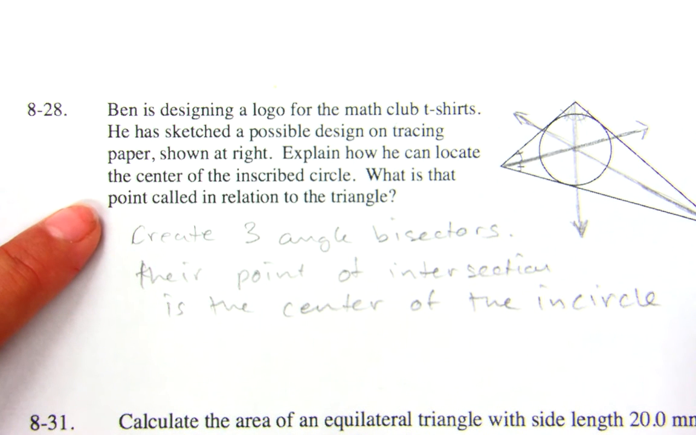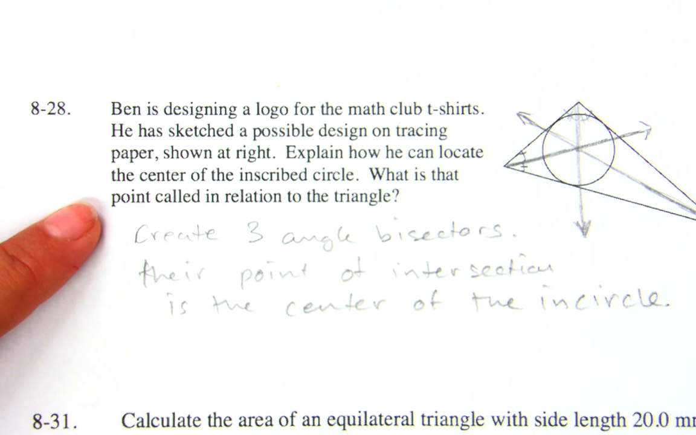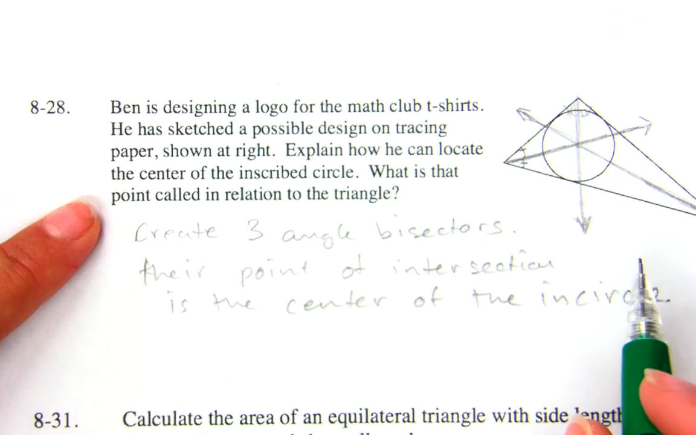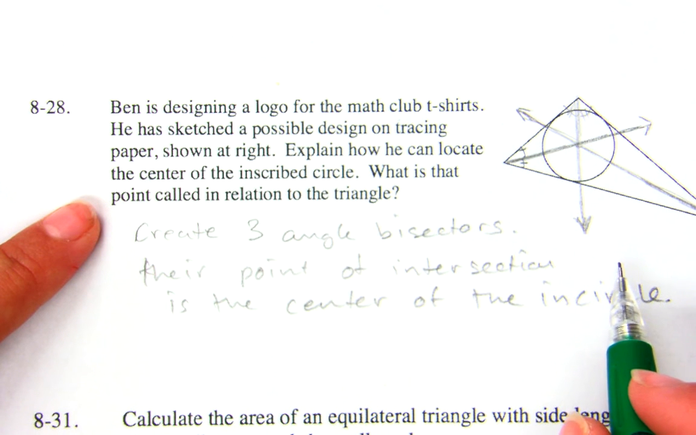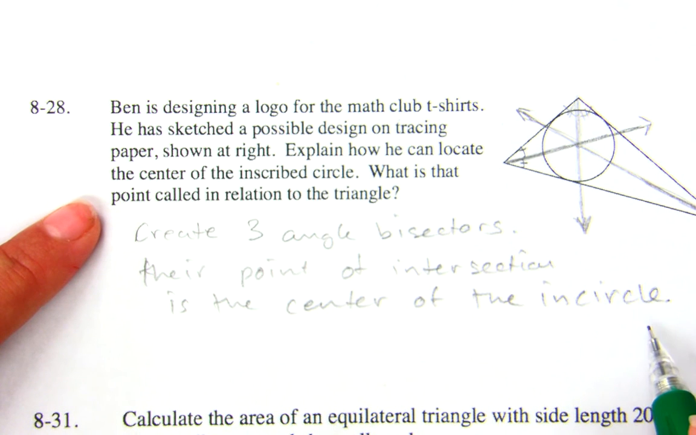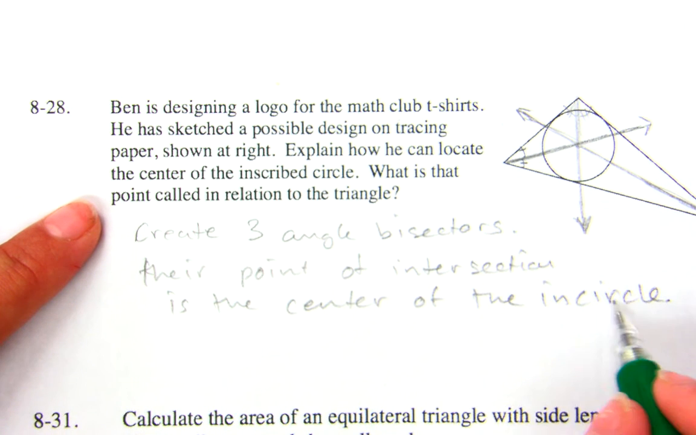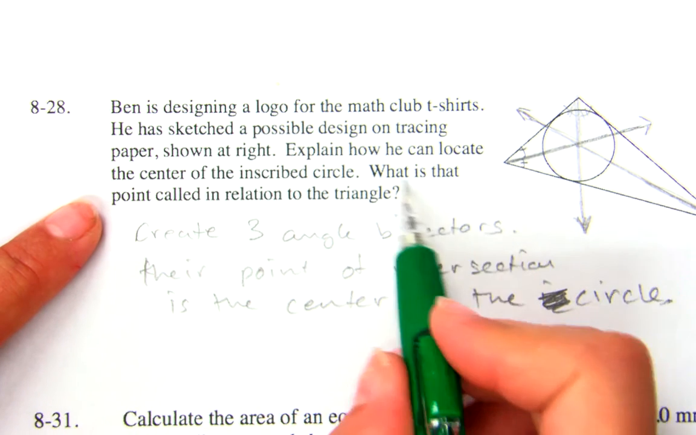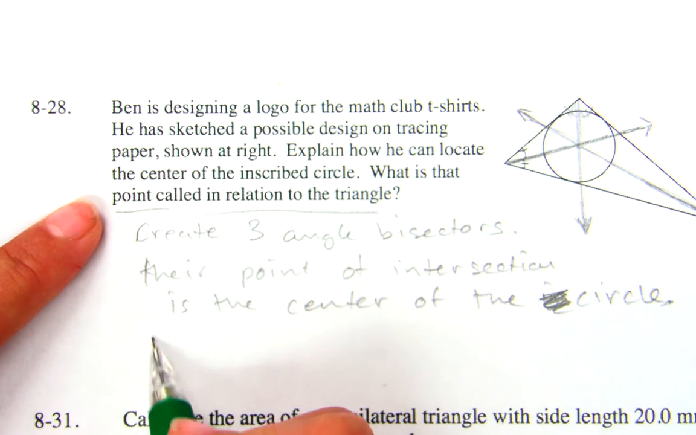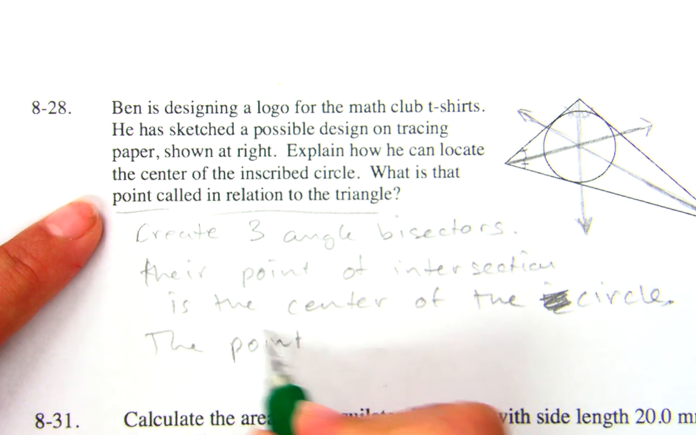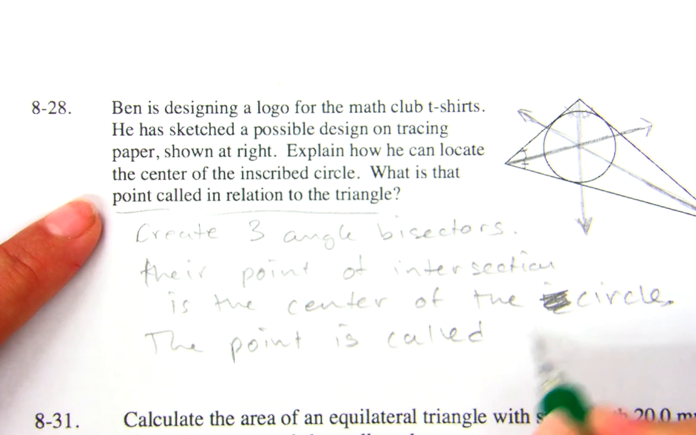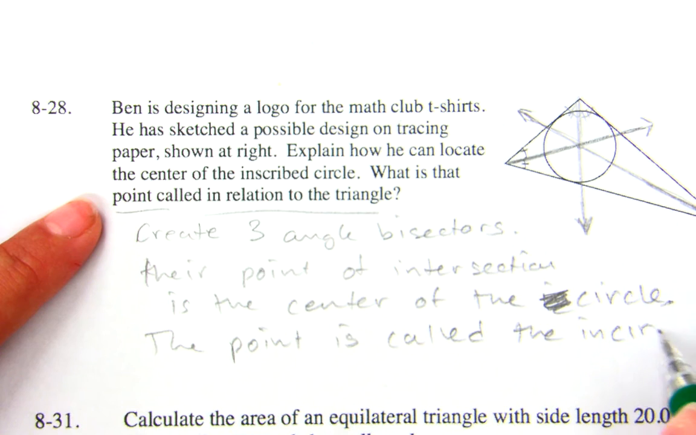What is that point called in relation to the triangle? Isn't it the centroid? I'm pretty sure it's the centroid. I forgot. No, not really. Let's just call it incenter. From the inscribed. Their point of intersection is the center of the circle. Let's just say circle. And then what is the point called in relation to the triangle? The point is called the incenter. There you go.